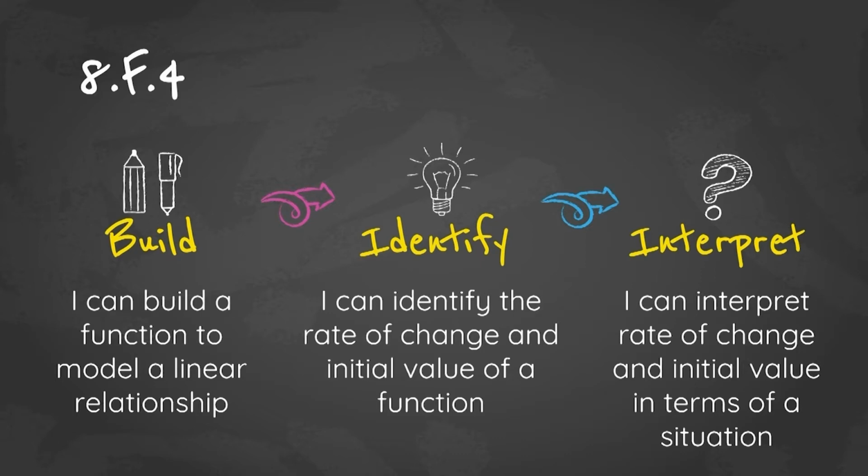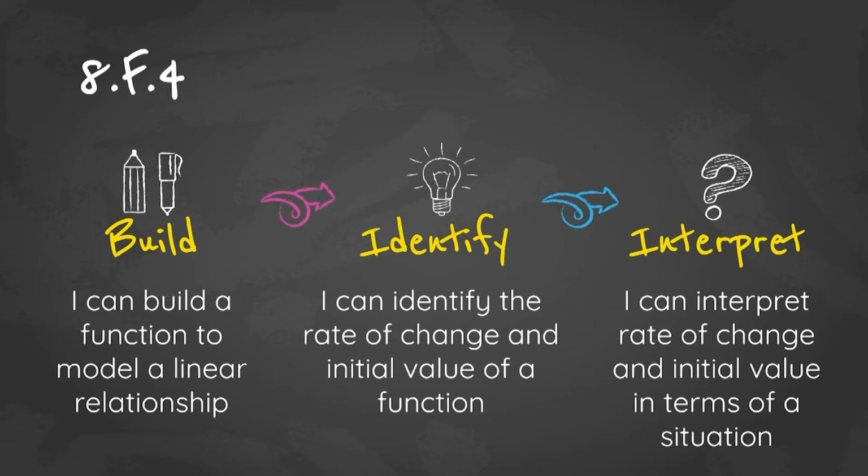So while we're looking at this 8th grade function standard number 4, we have 3 goals for our lesson together. Our first goal is to build a linear relationship. So we're going to build some models that represent situations that we are reading throughout the day. Our second goal is going to be identify, and there are 2 things I want you to be able to identify in our lesson. The first is going to be the rate of change, and the second is going to be the initial value of a linear function.